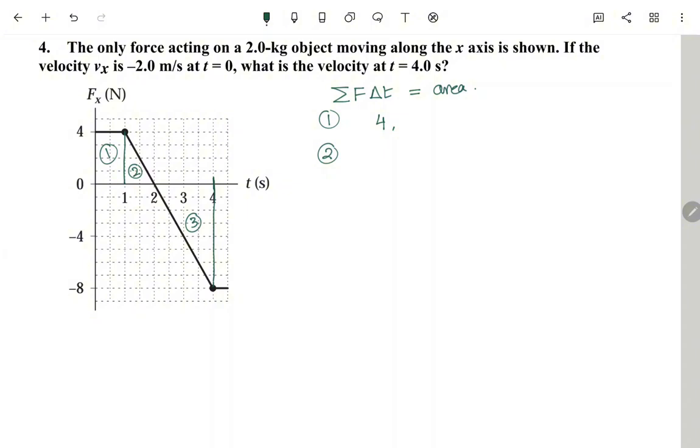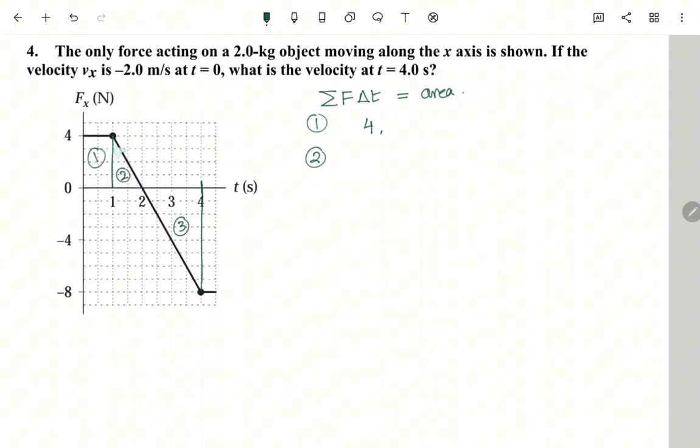Now for the second one, it's a triangle, and remember the triangle, it's half the base. The base in this case is equal to 1, and the height is 4. So half times 4 times 1. After all, it will be equal to 2. Now the third part, this one here, is another triangle, and the area for this triangle is equal to half the base, which for this one is 2, times the height for this one, which is minus 8. After all, it will be equal to minus 8.